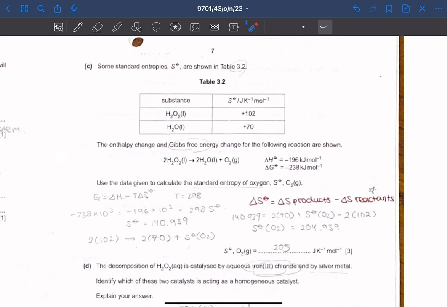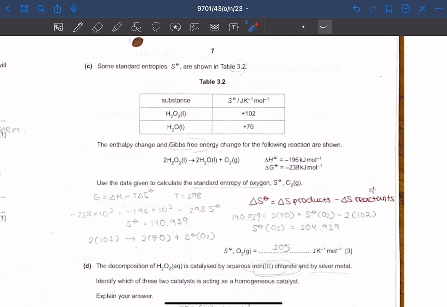The enthalpy change and Gibbs free energy change for the following reactions are shown. These are the values. Use the data given to calculate the standard entropy of oxygen. So from the equation, if there is presence of Gibbs free energy, G is equal to delta H minus T delta entropy. Delta H is mentioned here. Delta S you should actually find.